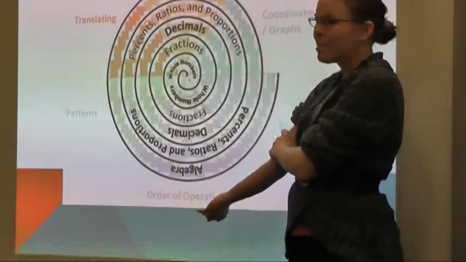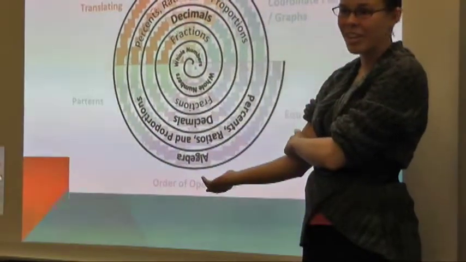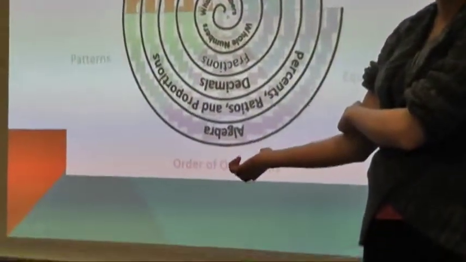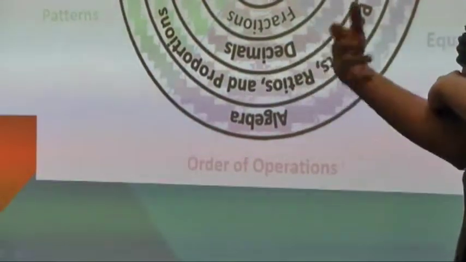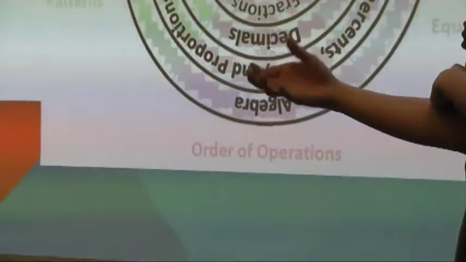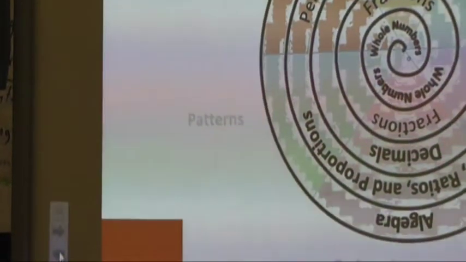Order of operations. That can be taught very early. Once students start to learn more than one operation, you can start to talk to them about what order they do these in. And then patterns. And we put patterns in there because a lot of critical thinking is just recognizing patterns.